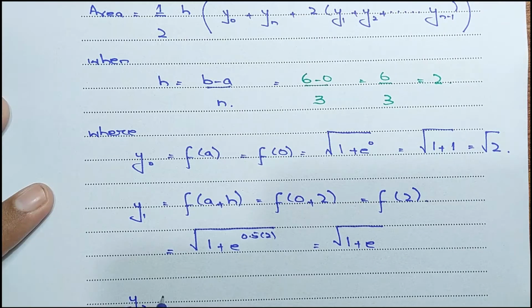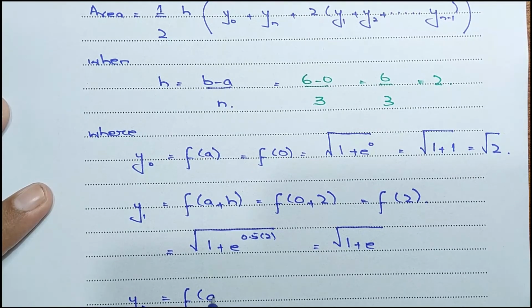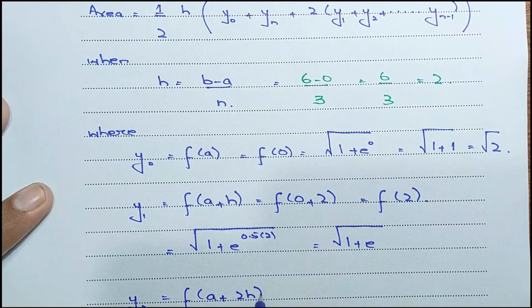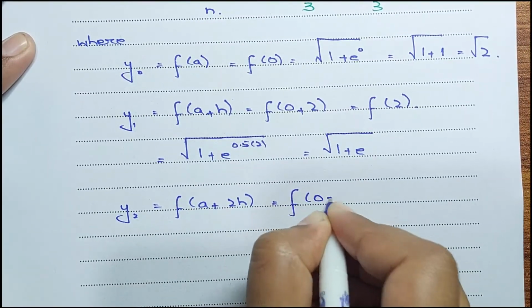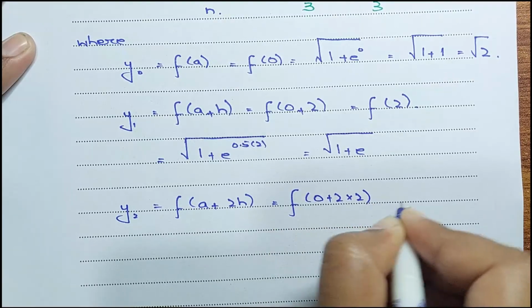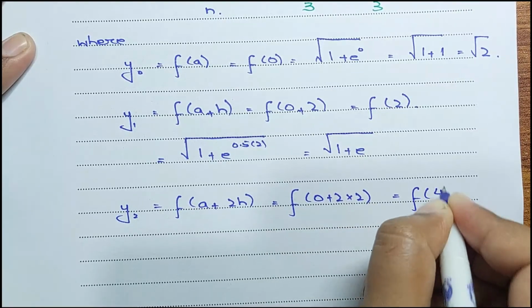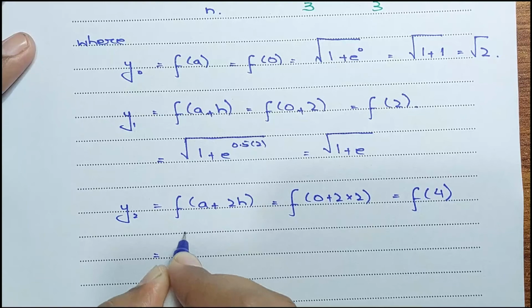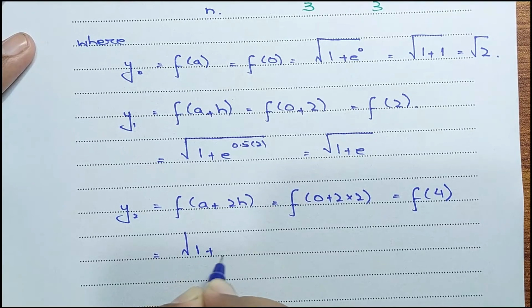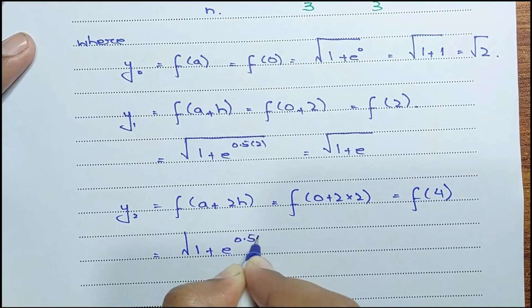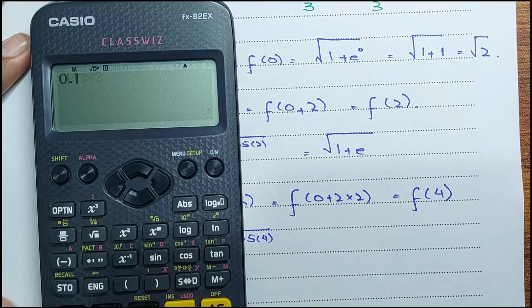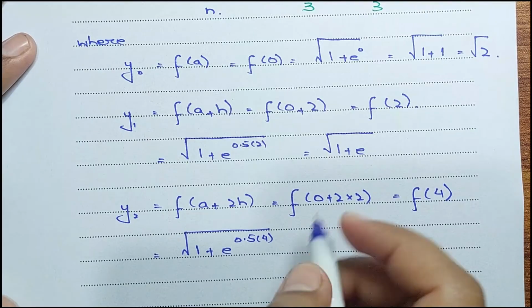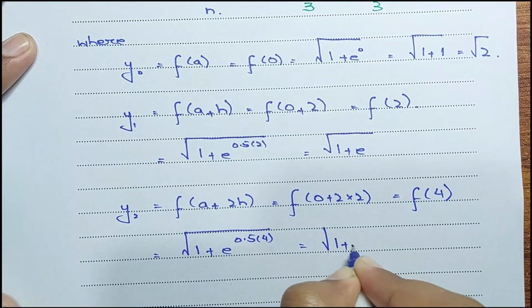What is y2? Y2 is f of a plus 2h. A value is 0, plus 2 into h, which is 2. Basically, we have to find f of 4. So this is root 1 plus e to the power 0.5 into 4. 0.5 times 4 is e power 2. So root 1 plus e power 2.